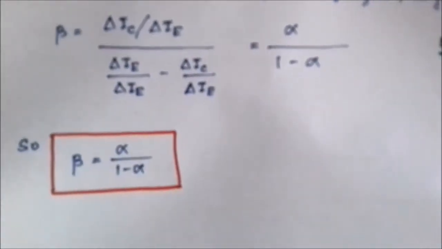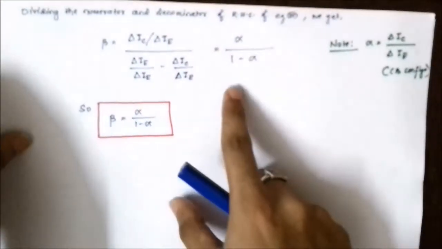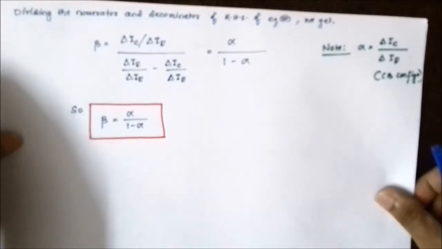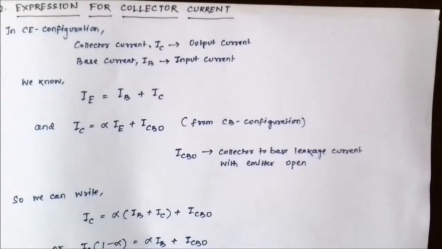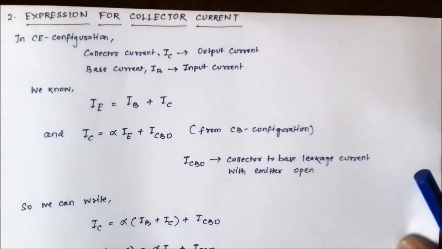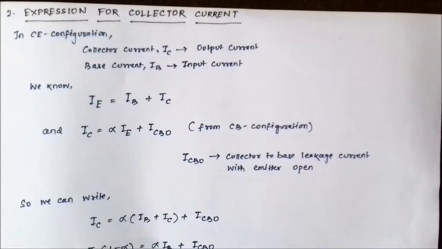Beta is equal to alpha by 1 minus alpha. So this is the relationship between beta and alpha. So next is the expression for collector current in common emitter configuration. Okay, so we'll derive the expression for collector current in common emitter configuration BJT.